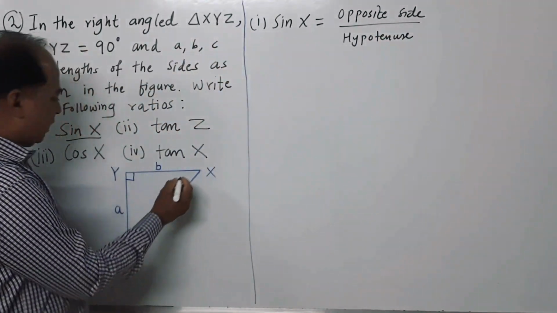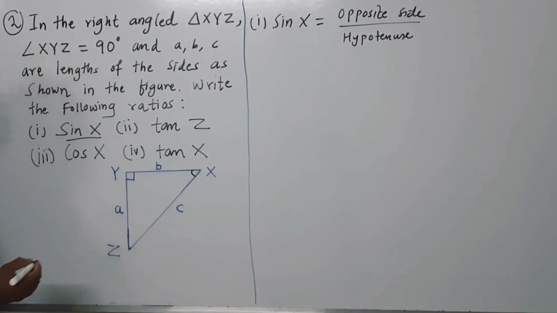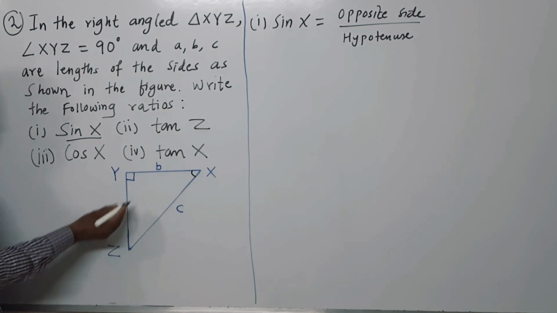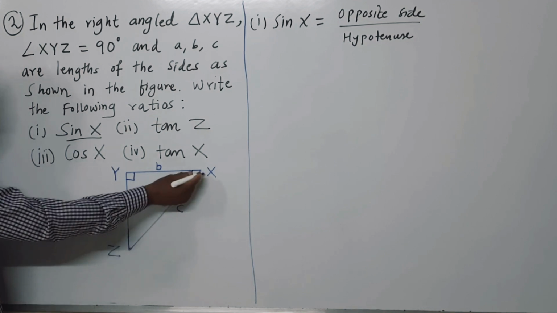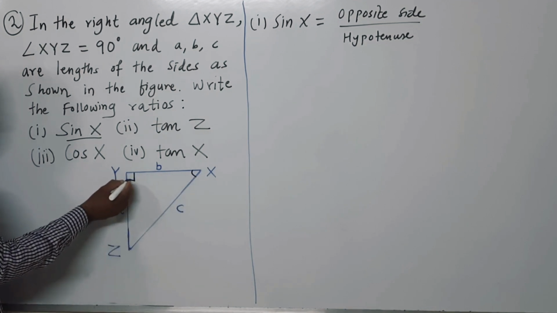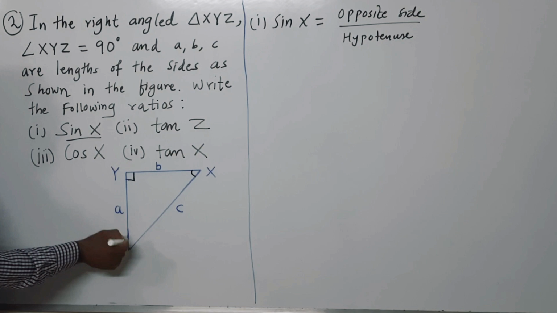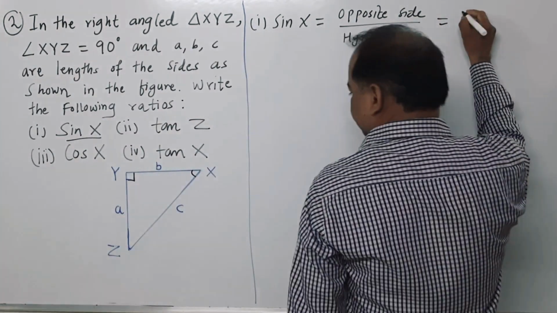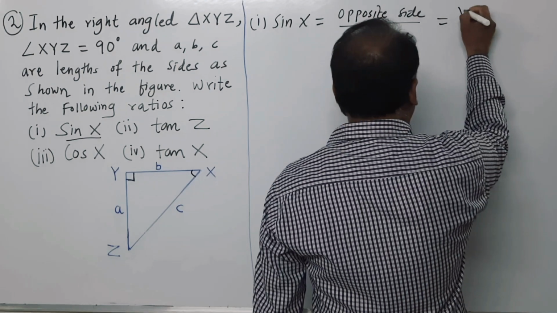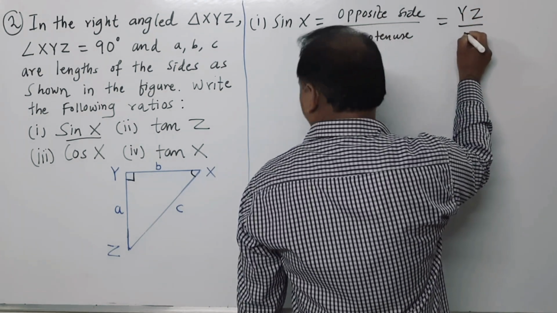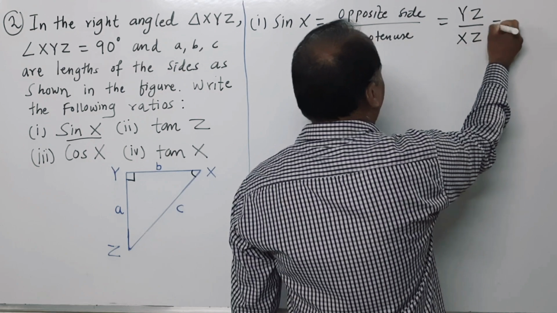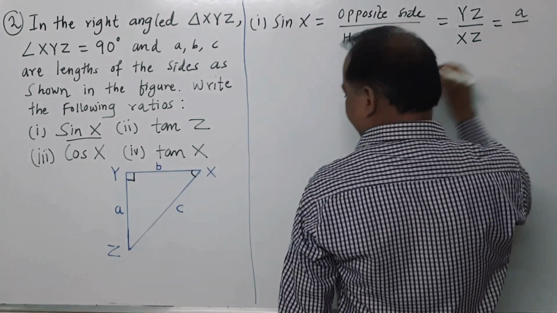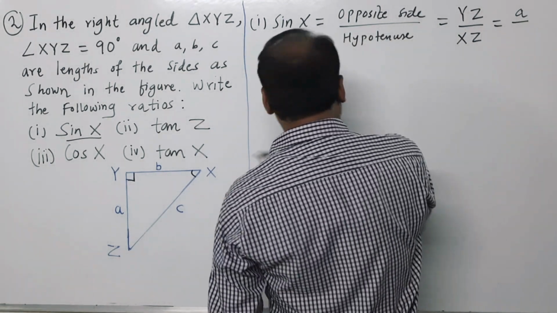Here, for angle X in triangle XYZ, the opposite side to angle X is YZ, and the hypotenuse is XZ, the side opposite to 90 degrees. So sine of angle X is opposite side, that is YZ, upon hypotenuse XZ, where the length of YZ is given as a, and the hypotenuse is c.